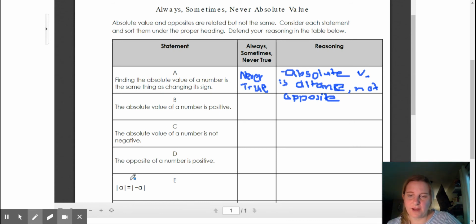Let me just look at E right here. E is: the absolute value of any number A is the same as the absolute value of that negative number. So if you're not sure what to do, try plugging in a number. So think, instead of A, write 2. Okay, so is the absolute value of 2 the same as the absolute value of negative 2? So think, how far away is 2 from 0? Well, that's 2. And the absolute value of negative 2 is how far away is negative 2 from 0? 2. Oh, well, look at that.